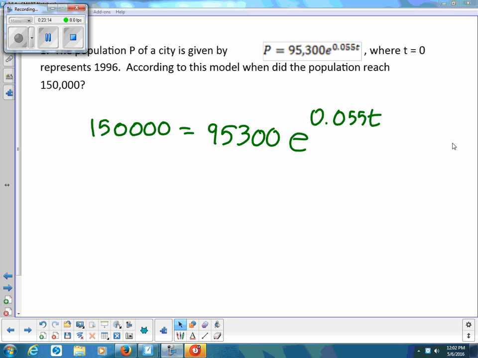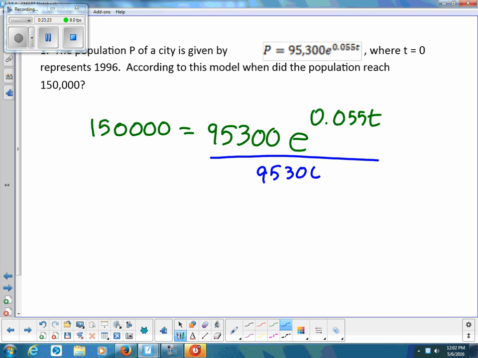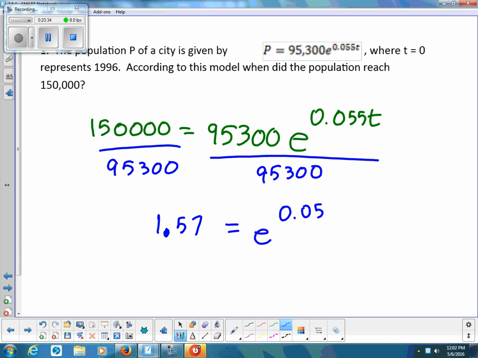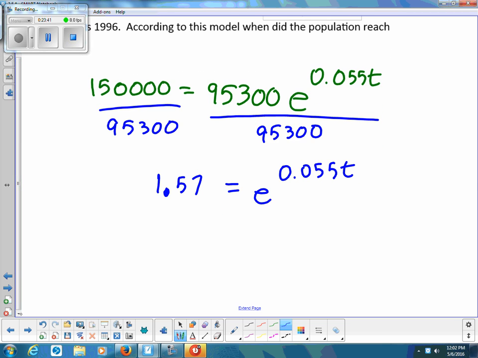Okay, let's talk about our technique here. If we're solving, what's our first step? Divide by 95,300. What decimal did you get? 1.57 equals e to the 0.055t. Then what? Take the log. So you're going to rewrite this in log form. It's going to be log to the base e of 1.57 equals 0.055t.